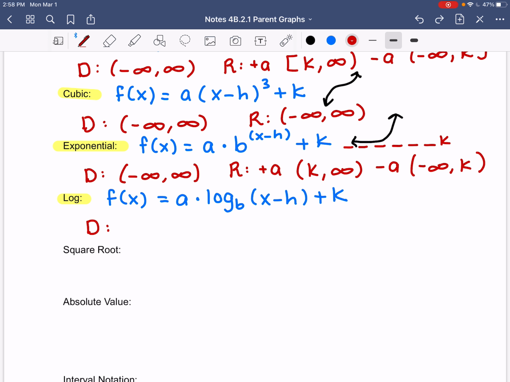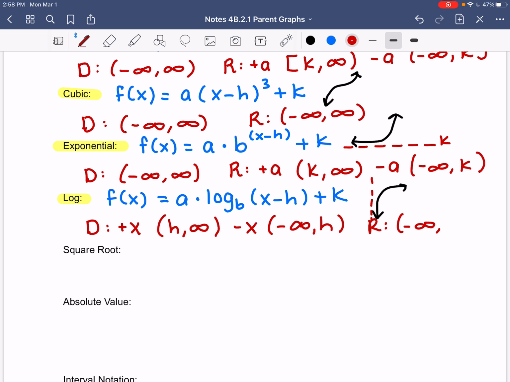asymptote. Log functions are the inverse of exponential. They start going straight up and then they kind of curve. They have a vertical asymptote, their h value. So your domain, if your x is positive, is going to be from your h value, in parentheses because we can't include it, towards positive infinity. But if you have a negative x value, it's going to be from negative infinity up until your h. The range, on the other hand, is just all real numbers. You can have any y value come out.